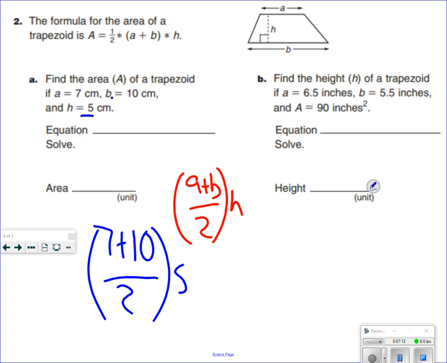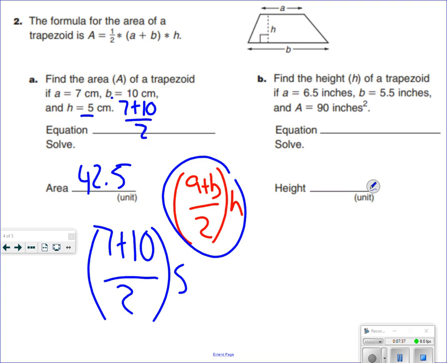Well, on my calculator, I'm just going to go 7 plus 10, which is 17, divided by 2, I get 8.5, and then I'm going to multiply 8.5 times 5, and I'm going to get 42.5 as my answer. So what's my equation? I should probably write it. I'm going to write the equation out like this because I think this is more user-friendly. So you'll write 7 plus 10 divided by 2, and then you'll have the 5 here. I like that equation more.